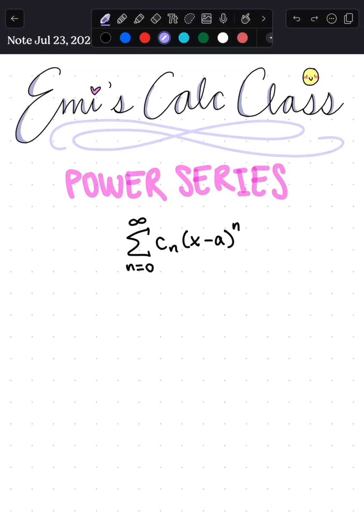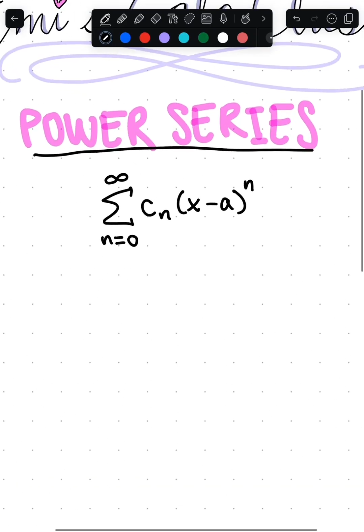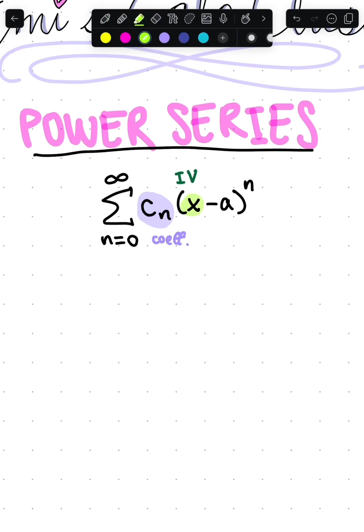Today we are learning the power series. Here's a general formula. So C sub n is the coefficients of every term in the series. And then x is the independent variable. And lastly, you will need to know that the negative a is the center of convergence for the series.